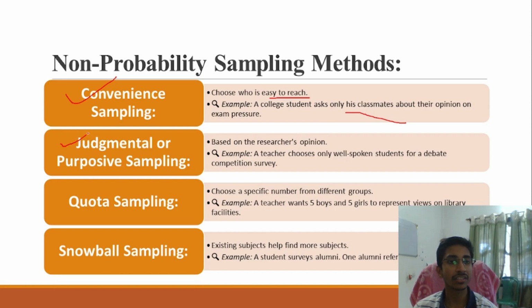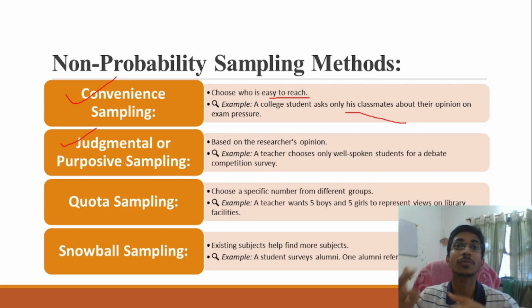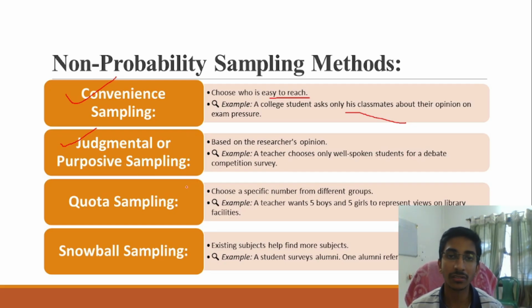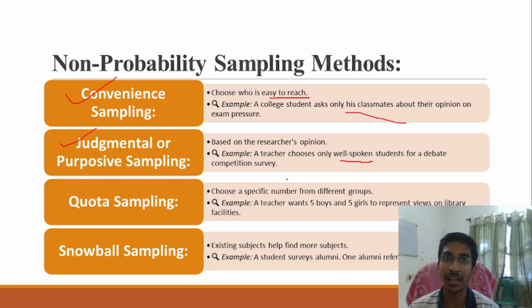Next, judgmental or purposive sampling. In this type of sampling, we collect data on the basis of the researcher's opinion, the researcher's judgment, right? For example, a teacher chooses only well-spoken students for a debate competition survey. So it's totally his opinion, who is speaking well in English, or who is speaking well in any language. So it's a total opinion, and it can be biased sometimes, right?